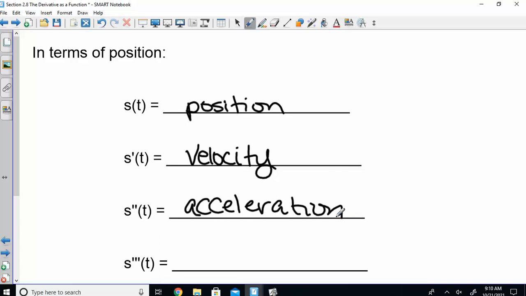So that second derivative is giving me the acceleration. It's telling me how my velocity is changing. A positive meaning I'm speeding up, a negative would mean I'm slowing down.